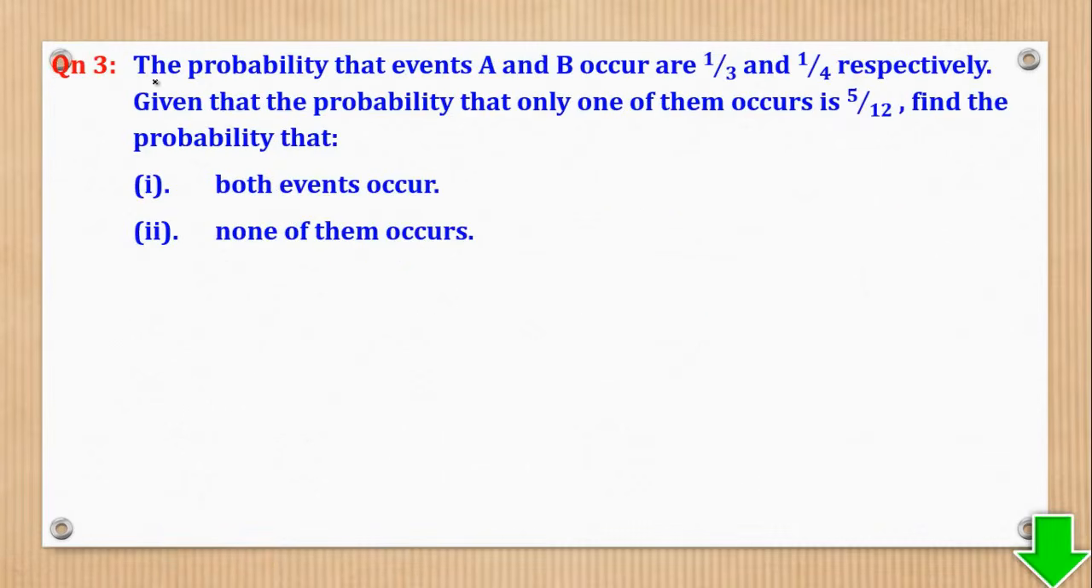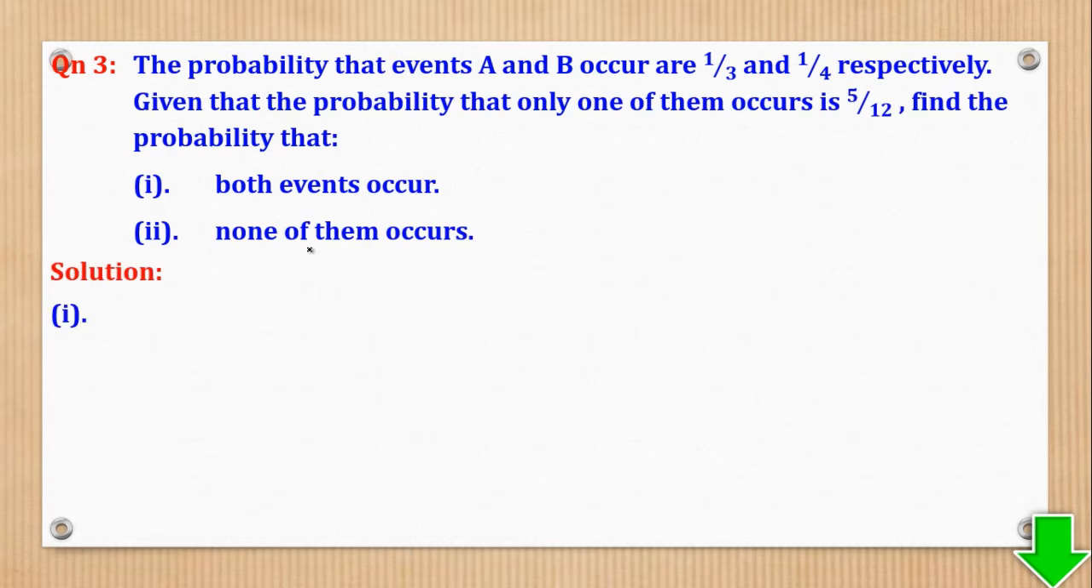Then question 3 says the probability that events A and B occur are a third and a quarter respectively. So this a third is for event A and a quarter is for event B. Given that the probability that only one of them occurs is 5 over 12. Note that word, only one of them. Find the probability that both events occur and none of them occurs.